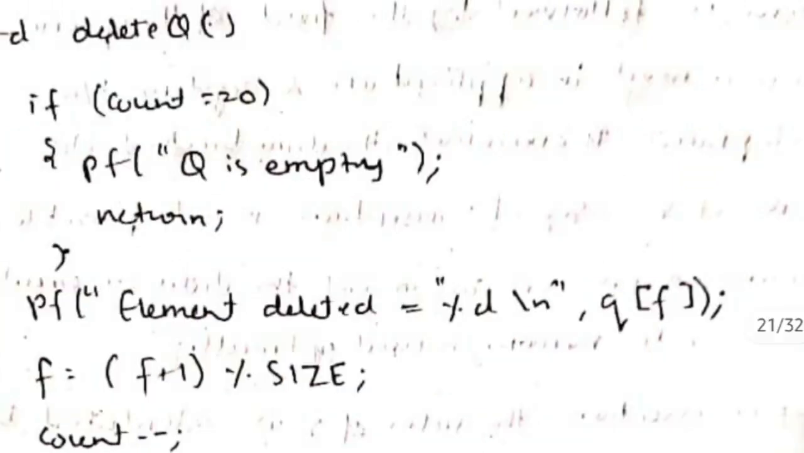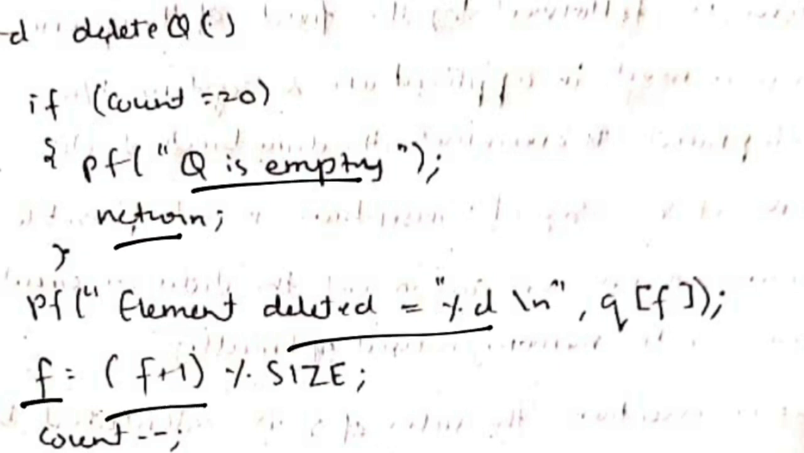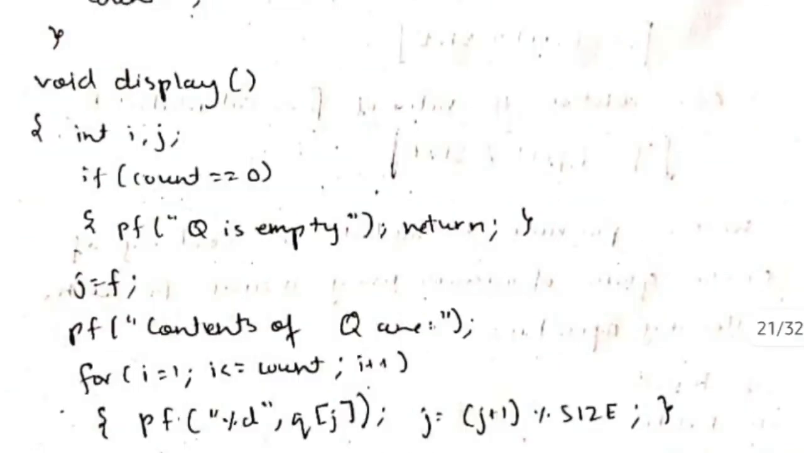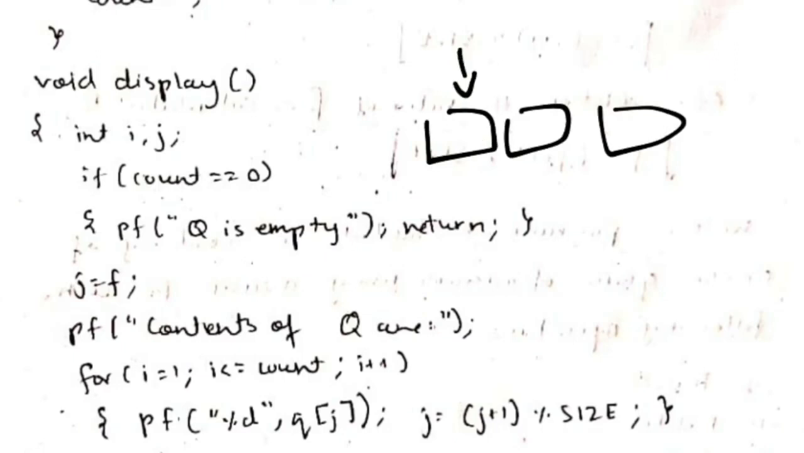Similarly for deletion also, if the queue is empty we will return, else the deleted element will be printed first and the front pointer will be incremented, by using this line of code. Display is very simple. There are elements, they will be traversed one by one and the information part will be printed.